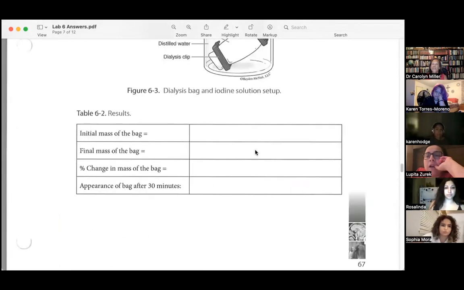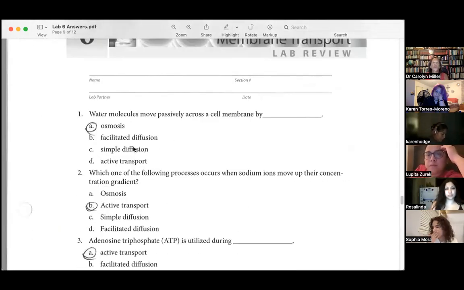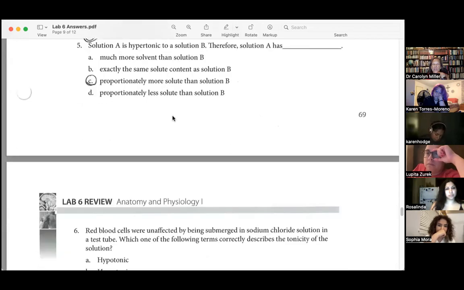This was a selectively permeable membrane where water went inside the sac, and some of the small molecular weight solutes came outside of the bag, trying to equilibrate. So we'll go through these answers. We already went through them. I would study these answers. They're great for the exam. A solution that is hypertonic to another solution means it has more solutes than the other solution. So more solutes in A than in B, because A is hypertonic to B.